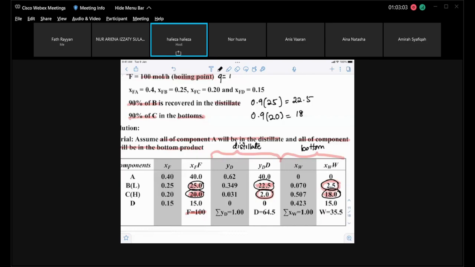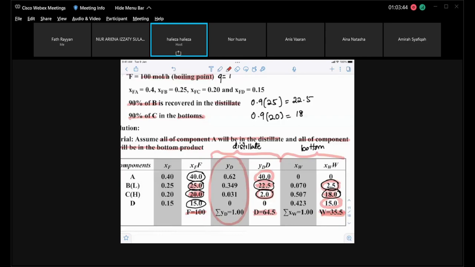But based on your assumption just now, all of component A will be in the top, in the distillate. So over here you have 40, and you will also get 40 over here, because you already made that assumption. You also make the assumption that all of your component D will be in the bottom product. So you have your D there. So you will sum up, and you will get your flow rate for your distillate and your flow rate for your bottom product. Based on that flow rate, you should be able to get the composition.